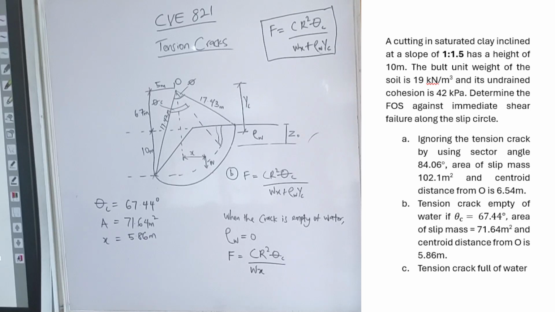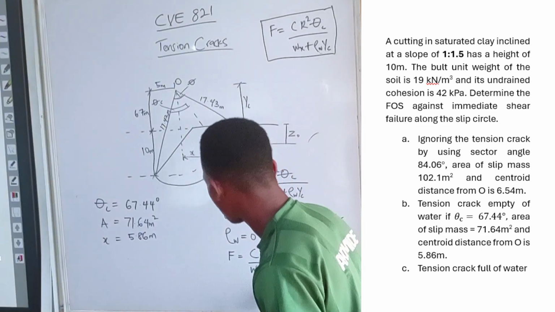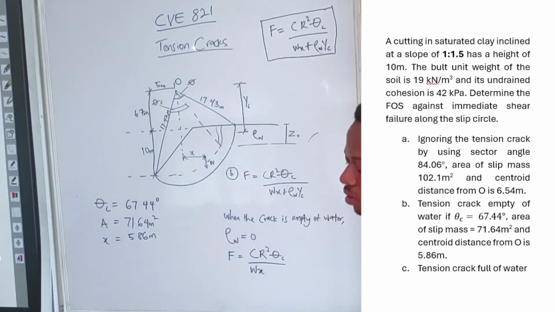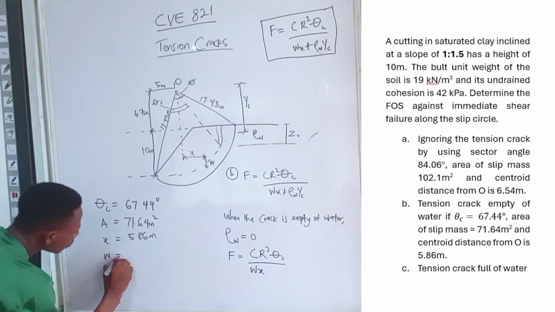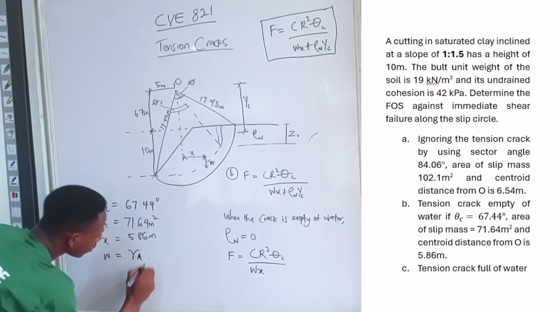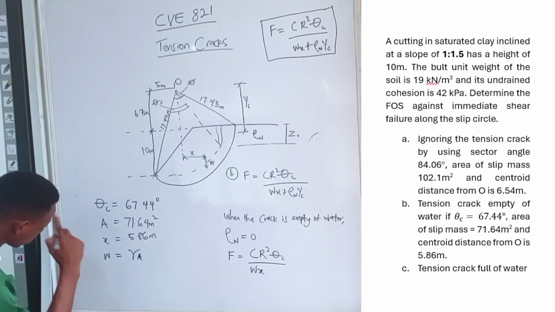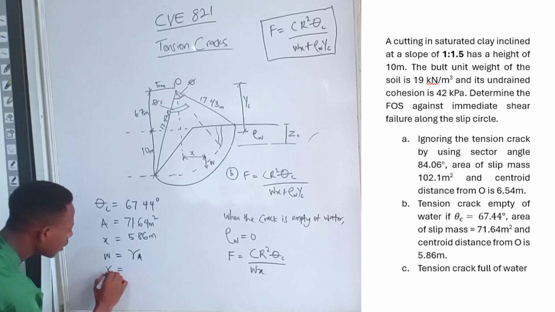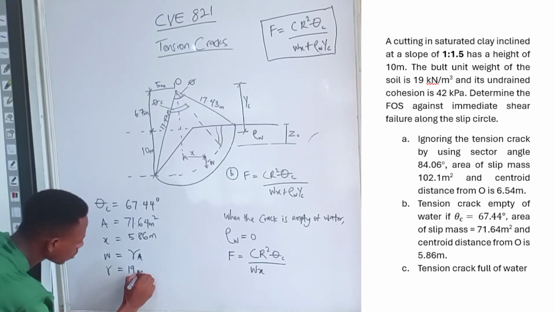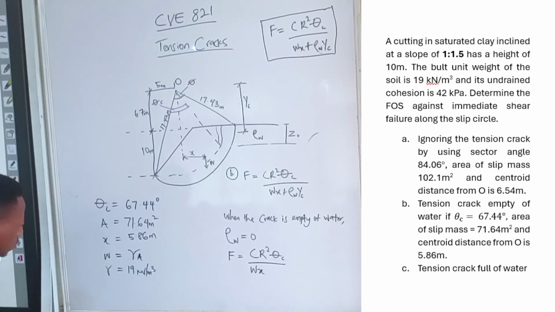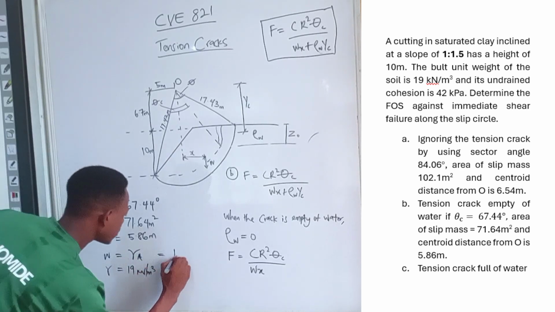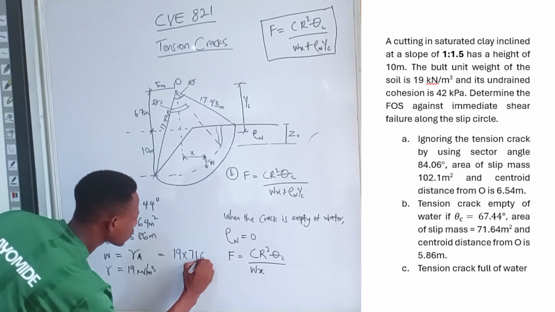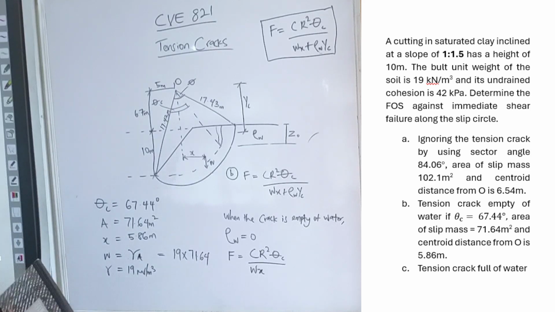Our W is going to change. We need to find our W now. Then our X has also changed. So let's find our W. Our W equals gamma A, and our A has been given. Our gamma is still 19 kilonewtons per meter cube. So our W becomes 19 multiplied by 71.64. We want to find our W now.